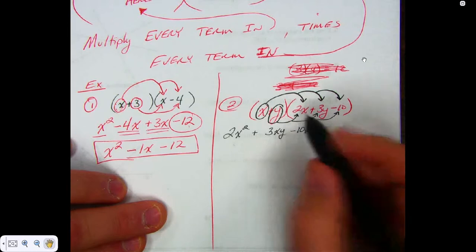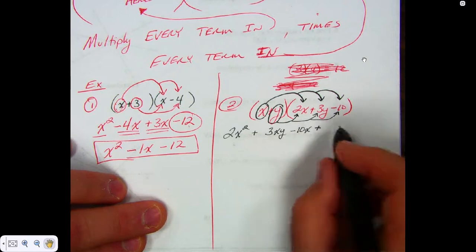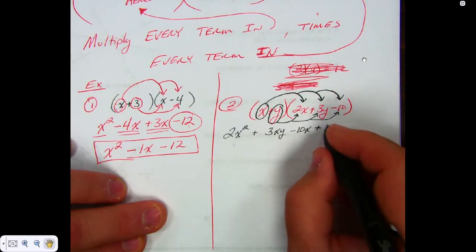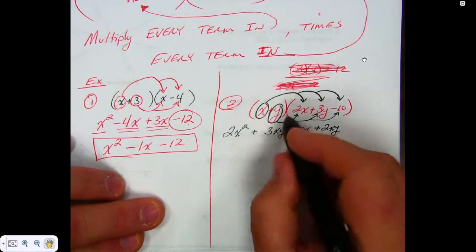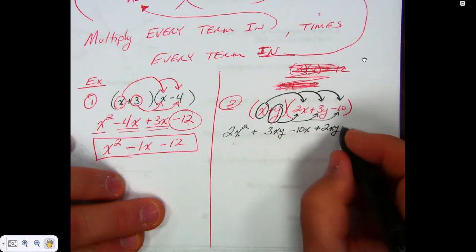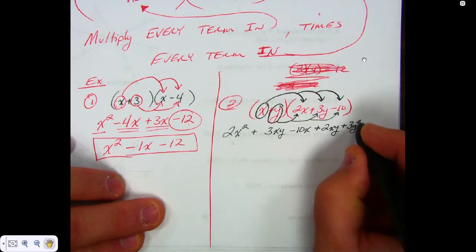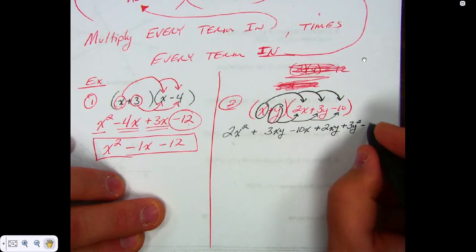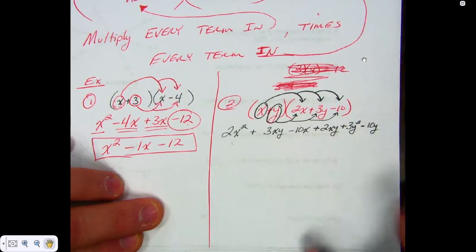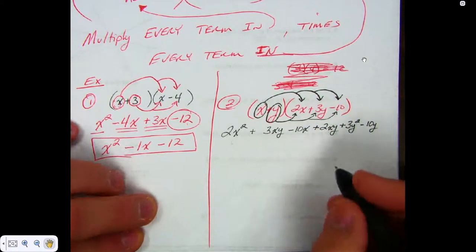So y times 2x would be what? Positive, and write positive so you know you're adding and subtracting next time. What? 2xy. What would be next? Y times what? 3y. Would give you a positive 3y what? Squared. Y times negative 10 would give you a what? 10y. Have I multiplied every term in here times every term in there? Okay, you're done. Now all that's left to do is combine like terms.